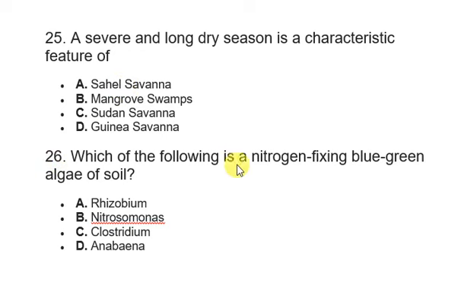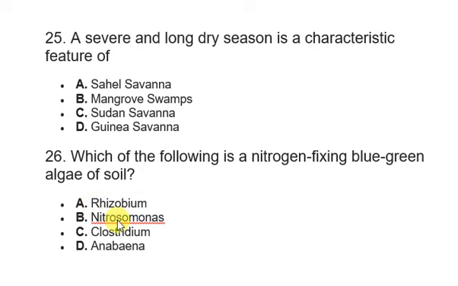Question 26. Which of the following is a nitrogen fixing blue-green algae of the soil? You know, we also have nitrogen fixing bacteria. However, this time around we are being asked for nitrogen fixing blue-green algae of soil. For example, rhizobium is a nitrogen fixing bacteria found in the legumes of a plant. An example of a rhizome, in the first section we said ginger is a rhizome, remember. So rhizobium is a bacteria that stays in the rhizome region of the plant for fixing of nitrogen into the soil.